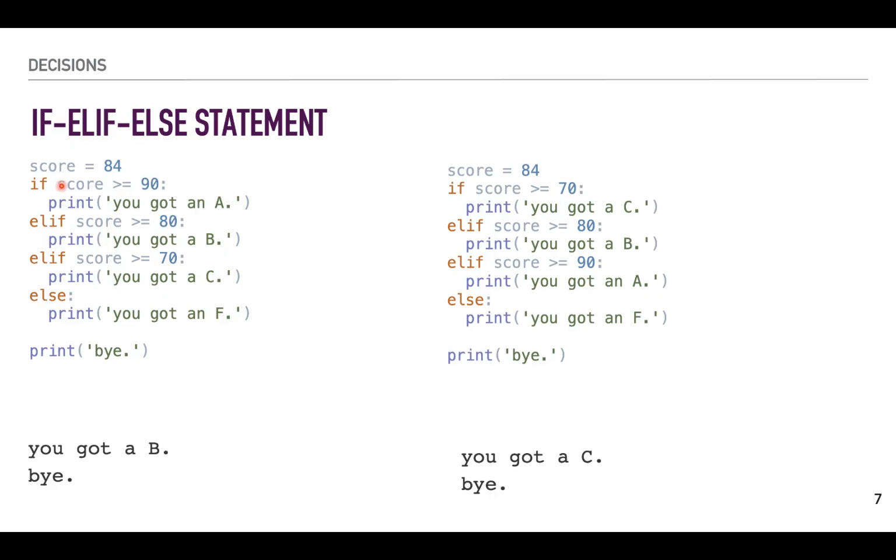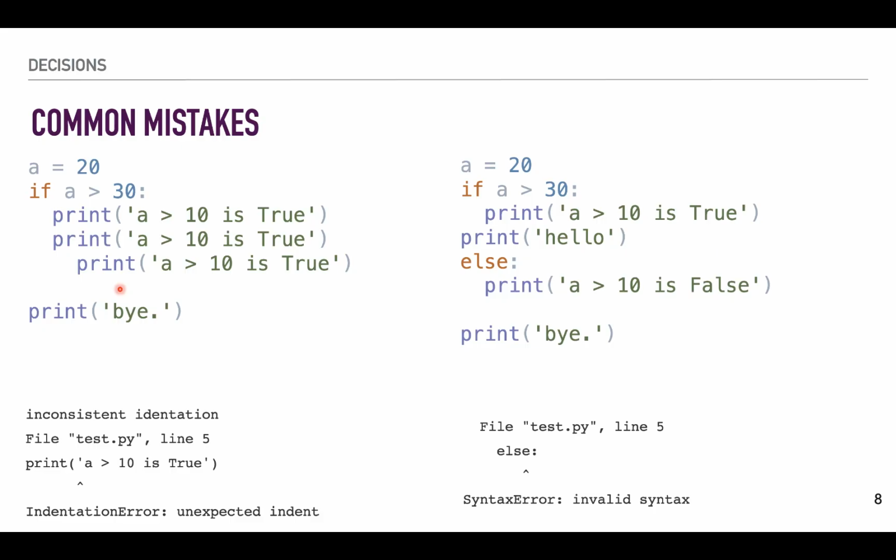In the first example, the score variable is initialized to 84. The first if condition, score greater than or equal to 90, evaluates to false. But the second condition evaluates to true, and "you got a B" gets printed along with "bye". On the other side, we slightly modified the conditions. The first condition, score greater than or equal to 70, evaluates to true, and "you got a C" is printed along with "bye".